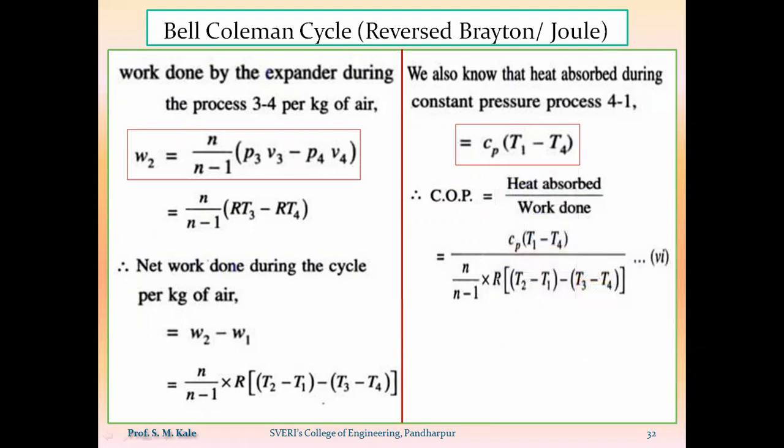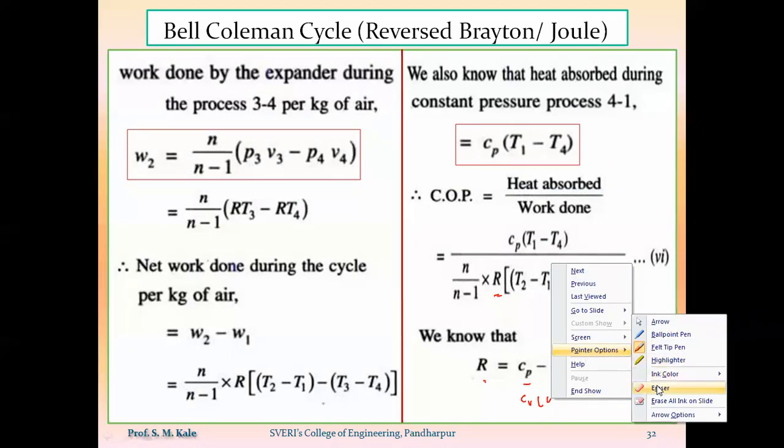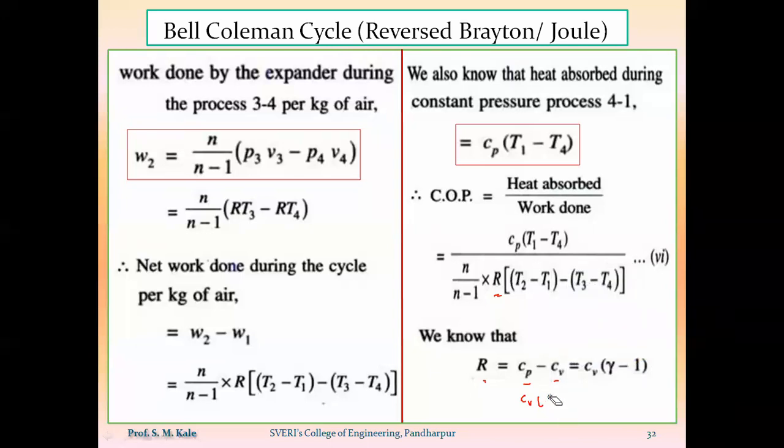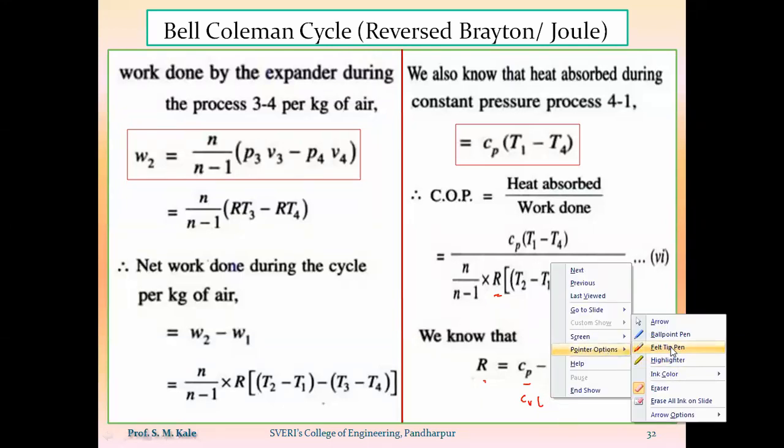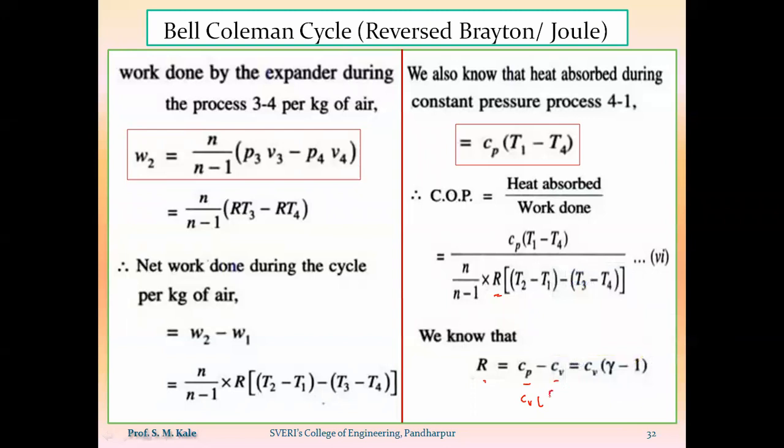Here, instead of R, what is the meaning of R? R is nothing but Cp minus Cv. As we know that R is Cp minus Cv, if I take Cv as common from this equation, I will get Cv inside the bracket Cp by Cv minus 1.